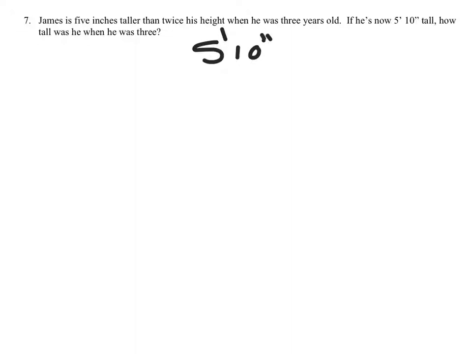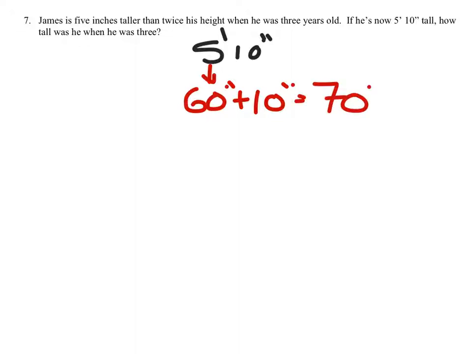So I'm just going to convert this into inches so that we can just work with one type of length. 5 foot would be 5 times 12, which is 60 inches. But then we've got to add the other 10 inches, which makes James 70 inches. All right, now this is after the growth. Now we know that James is 5 inches taller than twice that height from 3 years old.